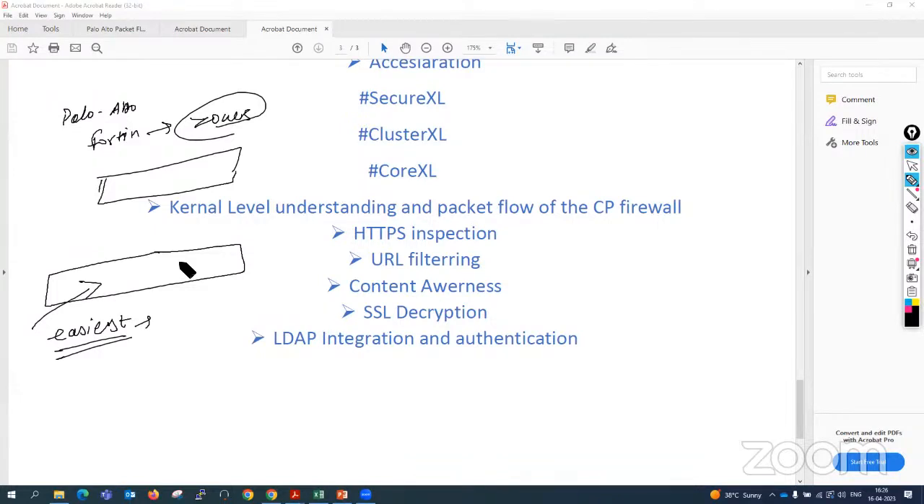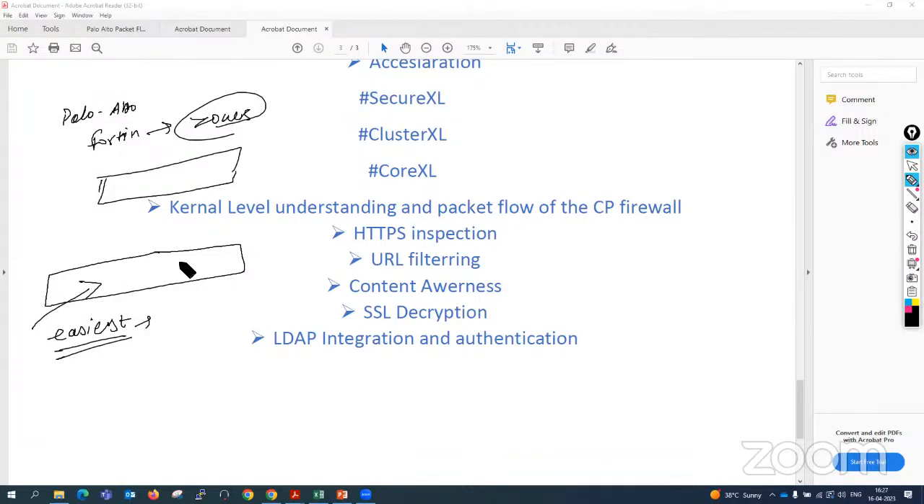So when you start working on Checkpoint, when you log into the dashboard, there are no fancy things, nothing very high-end. Very small, very intelligent, and very sensible options are there. From the day you start working with Checkpoint and log into your smart console, you'll be able to understand, okay, this is a really easy to understand firewall, right? Yes. What about the security level?